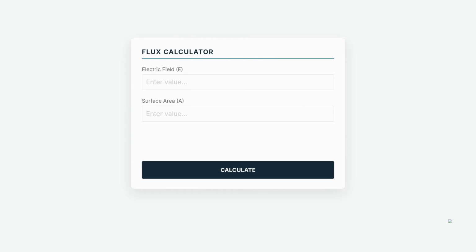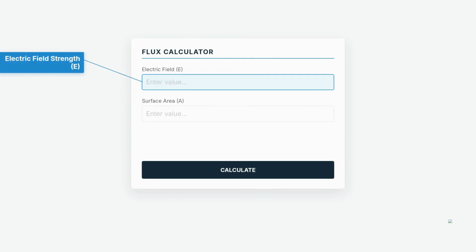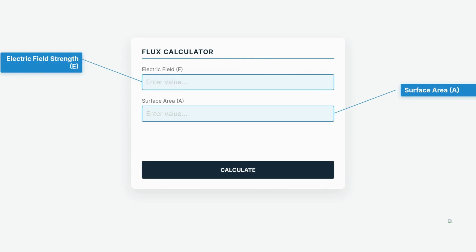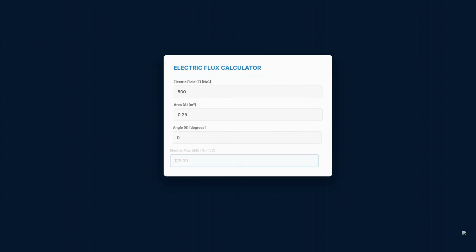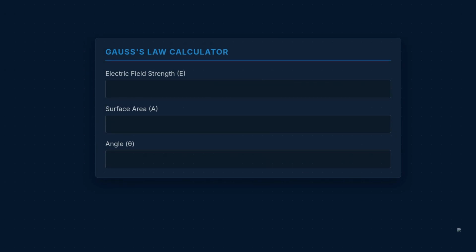Next, enter the electric field strength E in newtons per coulomb, then input the surface area A in square meters. Add the angle theta in degrees between the field and surface normal. You can also enter electric flux Fe in newton meters squared per coulomb, and enclosed charge Q in coulombs. For our example, I'll input 10 for electric field strength, 10 for surface area, and 10 for the angle.